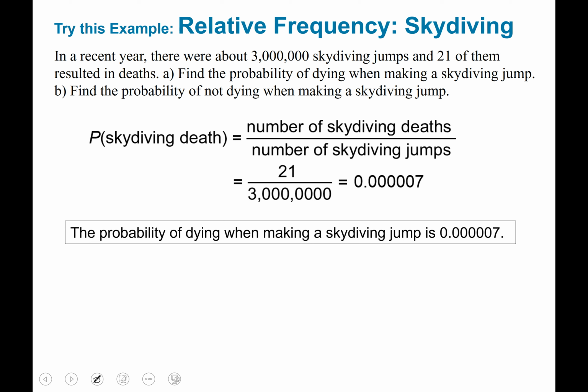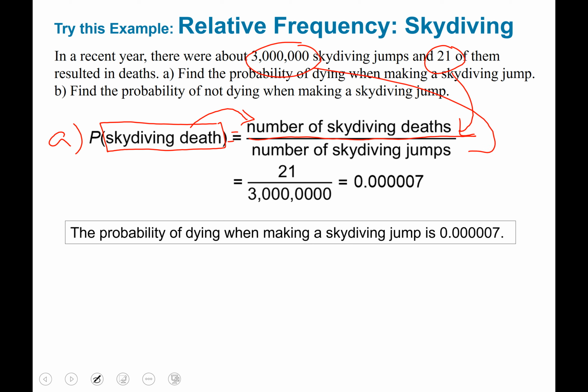We're doing part A here, to find the probability of a skydiving death, and that is one event, so that's why you see one fraction. The numerator is whatever is considered a success. A skydiving death is not considered a success in the everyday sense, so don't think of it like that. Rather, whatever's put in parentheses here is determined to be the numerator or the success in this problem. So our number of skydiving deaths we got from here, 21, and then our total number of jumps we got from here, 3 million.